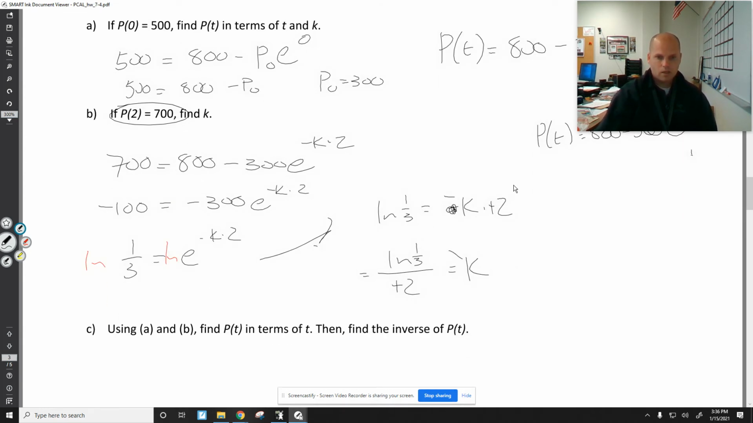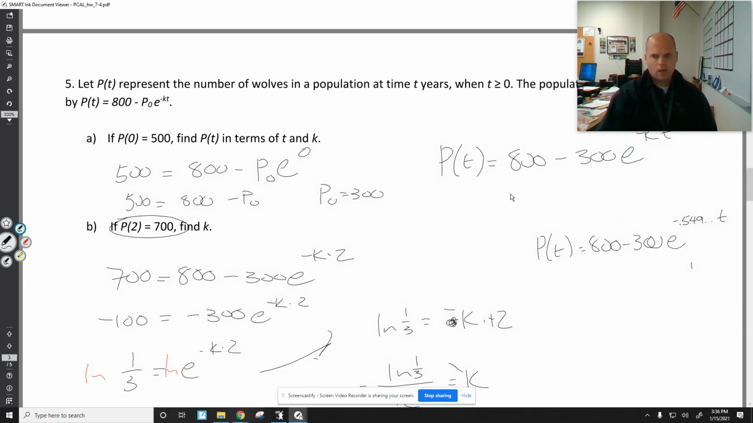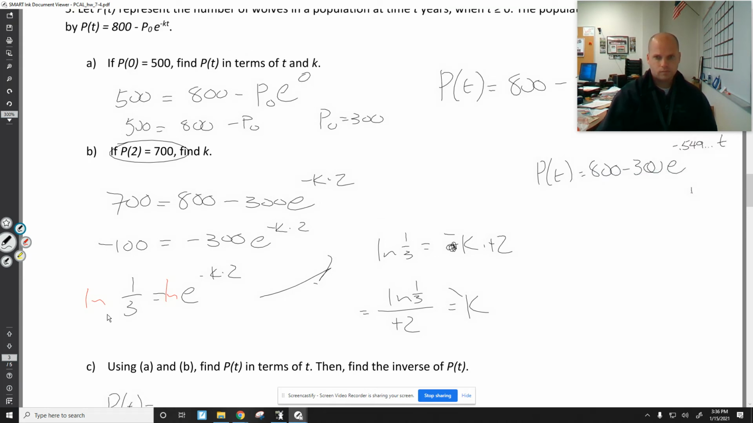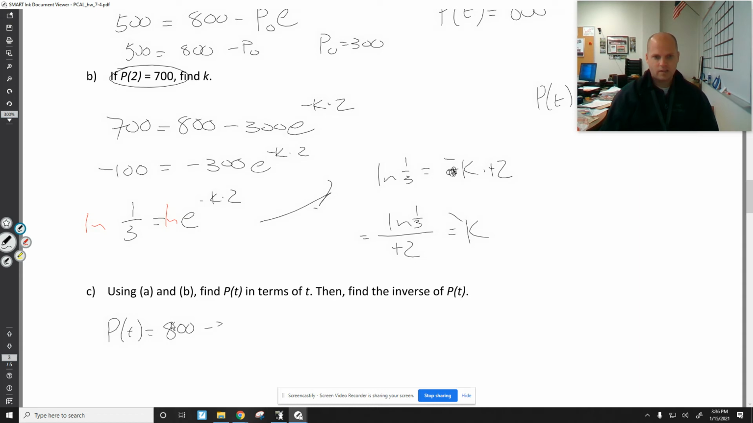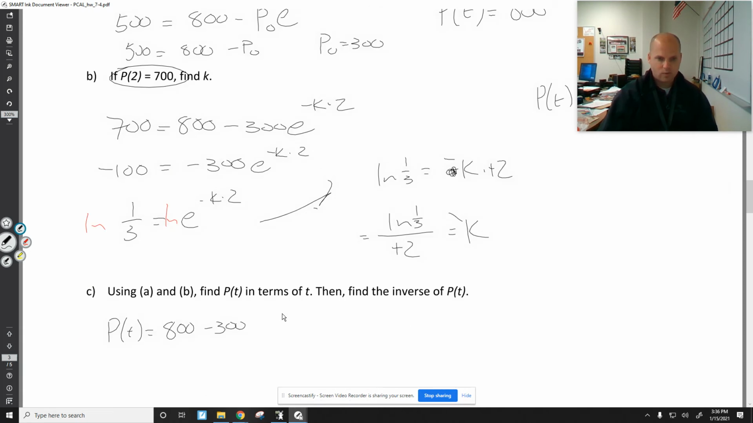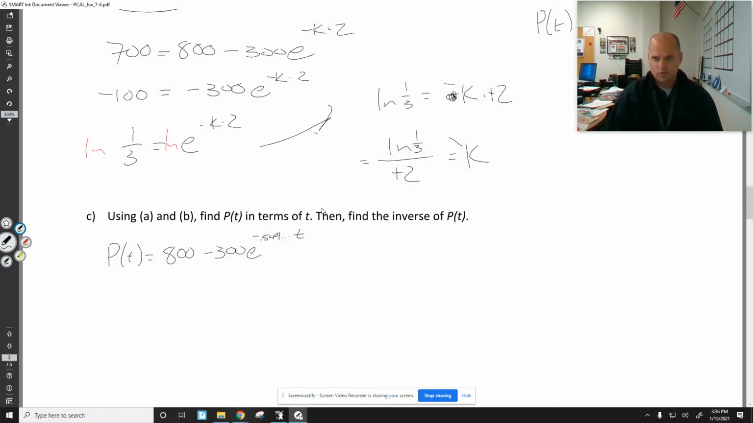Using a and b, find P of t in terms of t. Then find the inverse of P of t. So we want to solve this for t. So it's like, how can I find, if I have a population of wolves, how many years would it take us to get there? That's kind of what we're doing. e to the negative 0.549... t. So I want to solve for t here. So it's just like, if I had this, how would I solve for t?